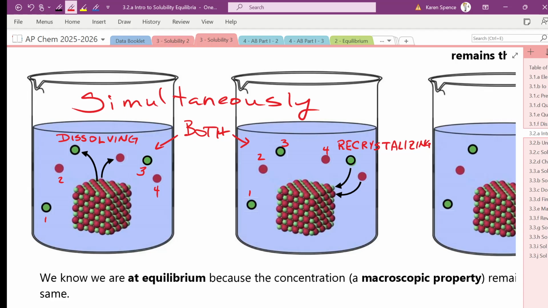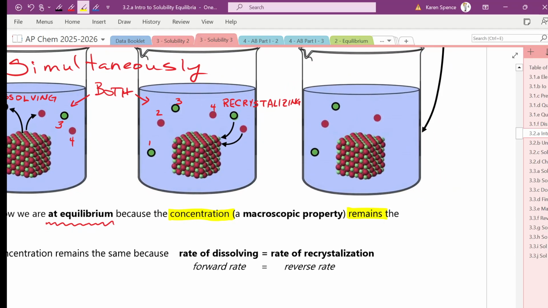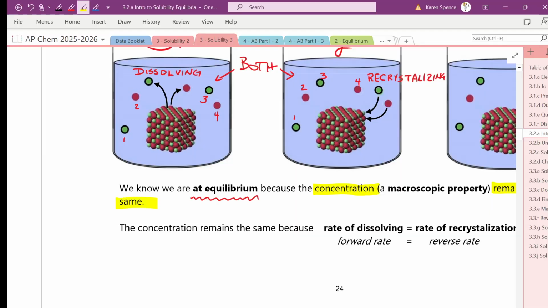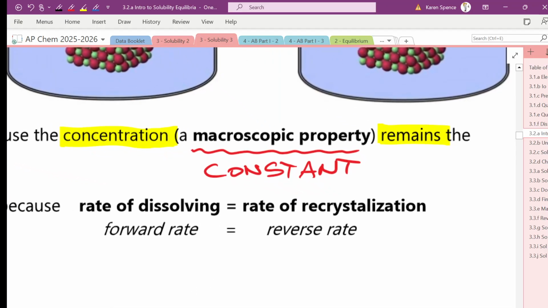Yeah? And we can tell that we are at equilibrium because concentration remains the same. Okay, so our macroscopic property, concentration, is constant. And why is the concentration remaining the same? Because the rate of dissolving, which is the forward rate, is the same as the rate of recrystallization, which is the reverse rate.